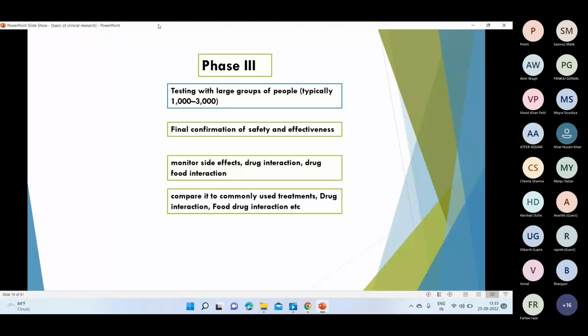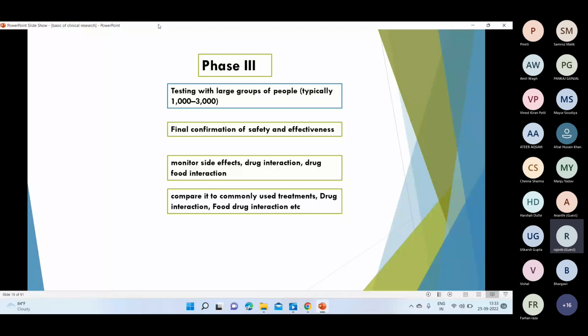In phase 3, as it is done in a large number of people, in thousands of people, we can determine drug-drug interactions as well. For example, we are doing research on a blood pressure lowering drug, but the person might be having diabetes and might be taking a diabetic drug. So in the phase 3 trial, we will determine whether our drug is interacting with the diabetic drug or not. So we can rule out the possibility of drug-drug interaction, and also of drug-food interaction.